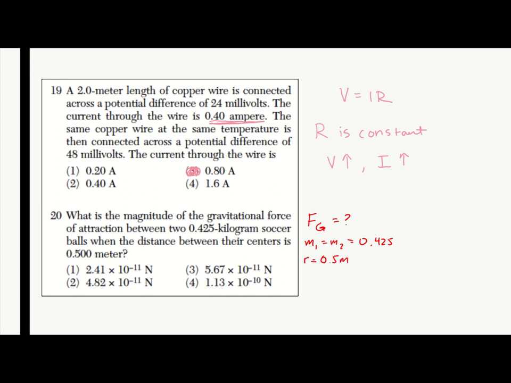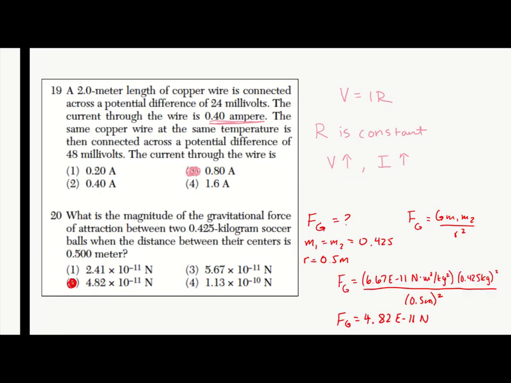This means we're using this equation, the universal gravitation equation. I'm going to pause to plug it in, substitute, and then get the answer. And we get our answer to be choice 2, 4.82 times 10 to the negative 11 newtons.